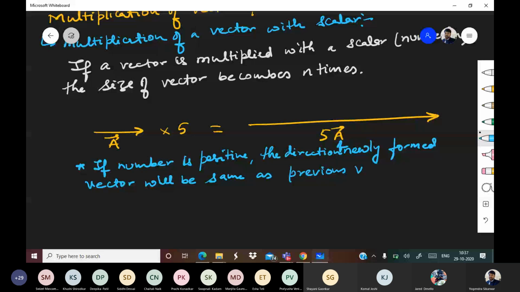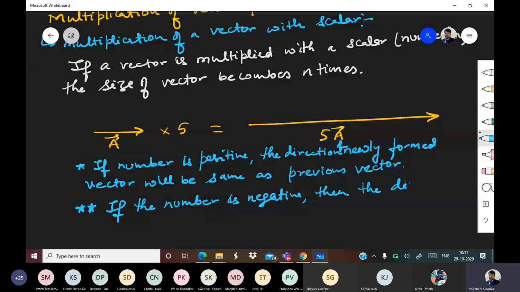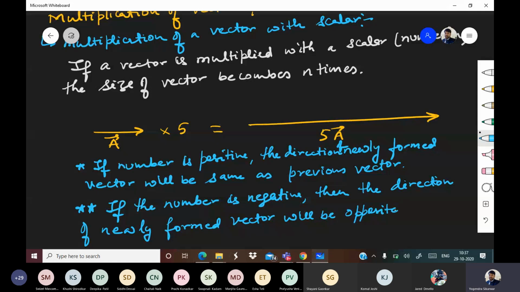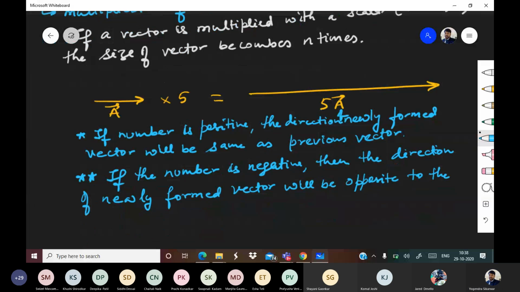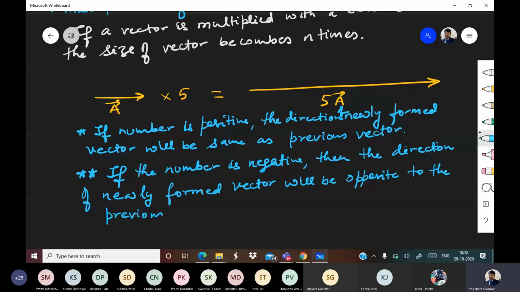But if the number is negative, then the direction of the new vector will be opposite to the previous vector.